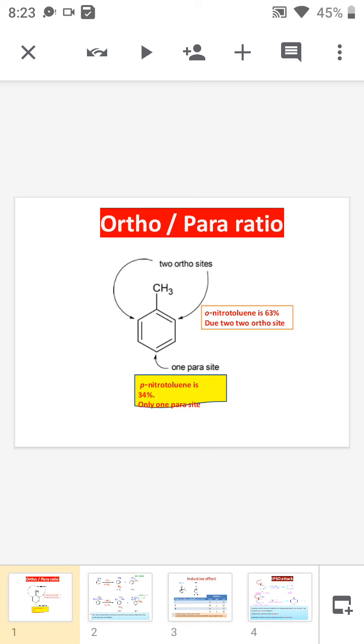And in this example also, that expectation is valid. In orthonitrotoluene, the percentage is 63% since we have two ortho positions, and paranitrotoluene is 34% since we have only one para position. But the ortho-para ratio depends upon many factors. First one is the steric hindrance and polar effect of the substrate, and solvent effect, temperature, etc. So we are mainly focusing on the steric effect and polar effect of the substrate.